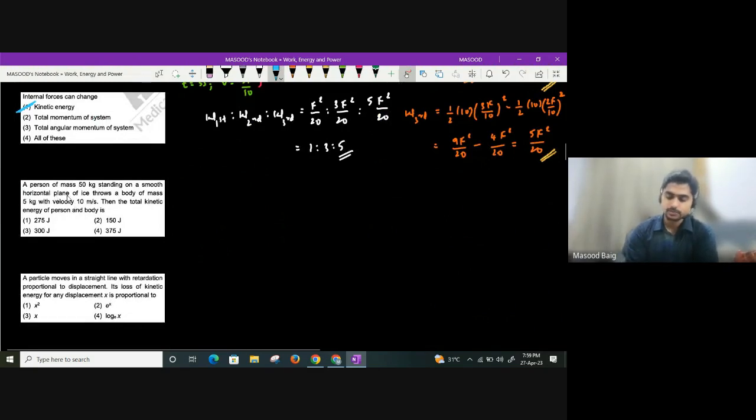Let us see the next question. A person of mass 50 kg standing on a smooth horizontal plane of ice throws a body of mass 5 kg with velocity 10 meter per second. Then they are asking the total kinetic energy of the person and the body is.